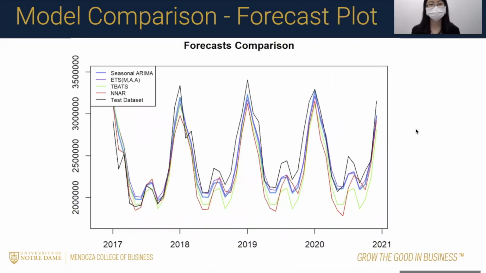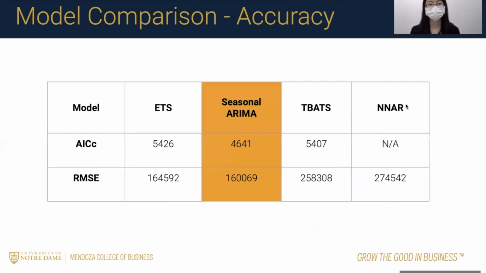Here is a plot of the forecasts from all these 4 models against the test set data. Graphically, we can hardly tell which is the best one. So from a statistical approach, we compare their accuracy on the test set. The RMSE of seasonal ARIMA is the lowest one. So this becomes our final model of choice.